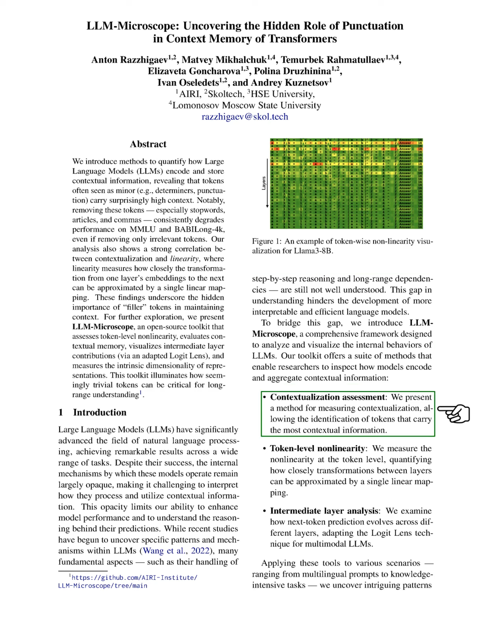Our toolkit includes methods for examining how models handle contextual information. We assess contextualization to identify which tokens carry the most context, measure nonlinearity at the token level to see how closely transformations between layers can be simplified, and analyze how next token predictions change across layers using a technique adapted for multimodal LLMs. By applying these tools in various scenarios, we uncover interesting patterns in how LLMs process information.